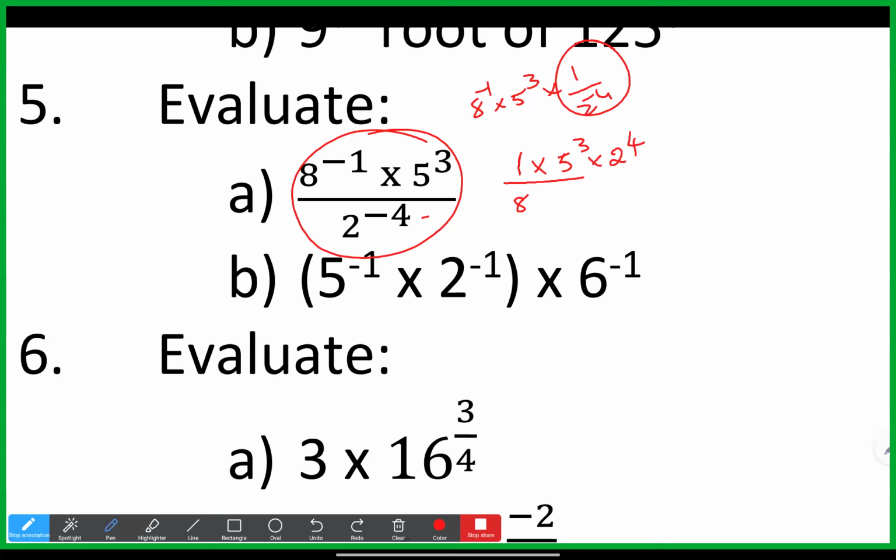Now, if you observe for simplification, 5 power 3 into 2 power 4 by 8. 8 is nothing but 2 cube. No? Yes, sir. Now for these two, 2 power 4 by 2 power 3, what will it become? Can I write this step as 5 power 3 into 2 power 4 by 2 power 3?